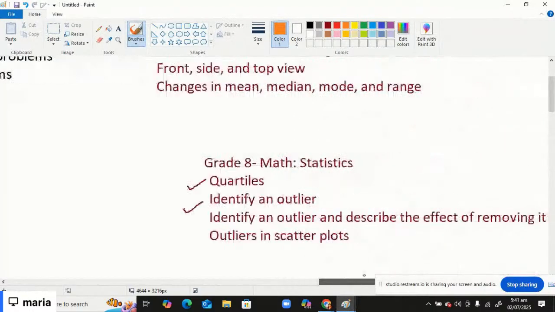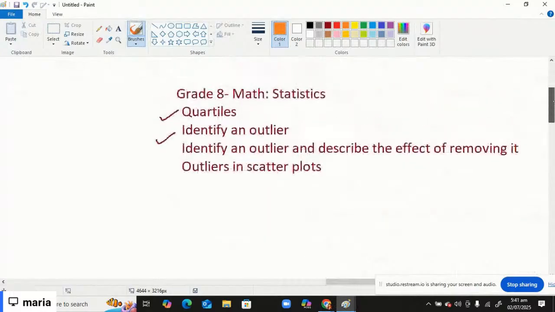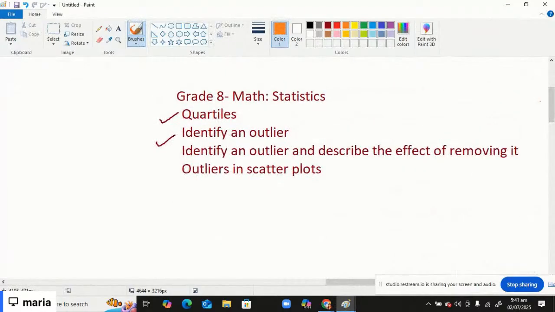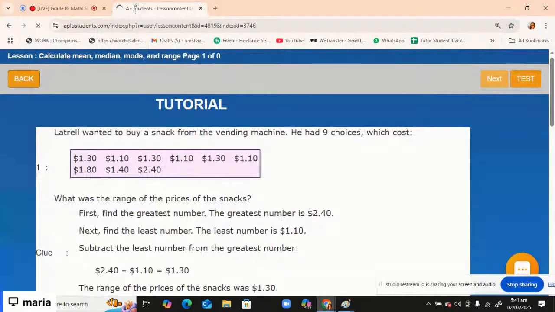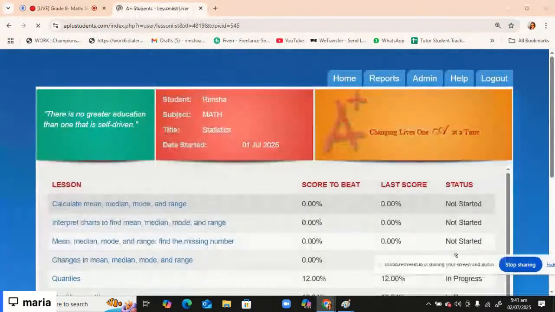Hope you guys understand this lesson. So today we discussed grade 8 maths. Chapter name is statistics, and the lessons are quartiles, identify an outlier and describe the effects of removing it, outlier in scattered plots. So before starting the next session, practice all these questions, and if you still need help with any question, you can contact the tutors that are available.